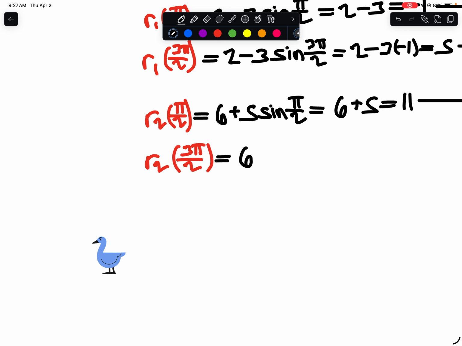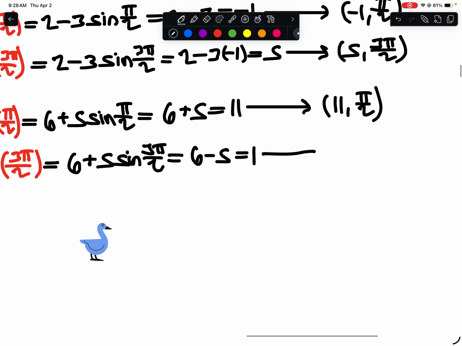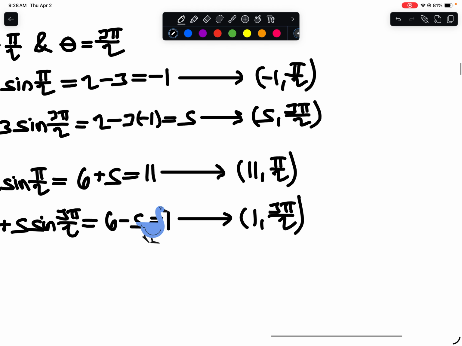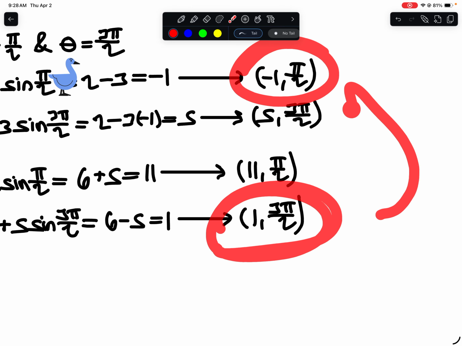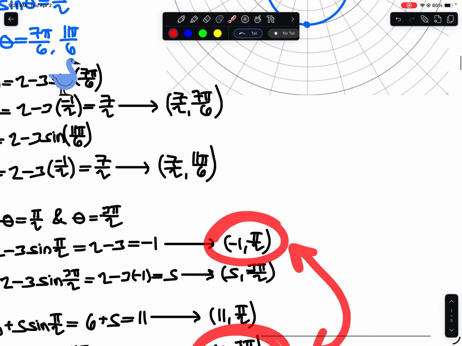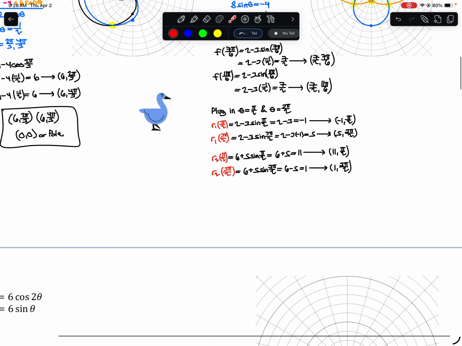So when I plug in, 6 plus 5 sine 3 pi over 2. Wow, my handwriting is so bad, I'm so sorry. Okay, so this is going to be 6 plus 5 times negative 1, so 6 minus 5, which is just going to give me 1, which means I'm going to want to go 1 in the direction of 3 pi over 2. So if you think back to 7.1 when we were talking about polar coordinates, hopefully you'll see these are the same point. These points are going to match. So that is going to generate this point over here. Okay, so that's going to be our third point.